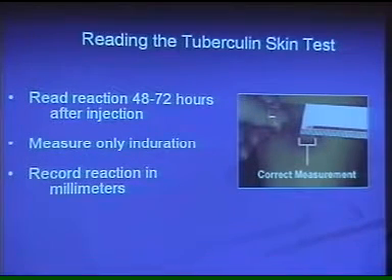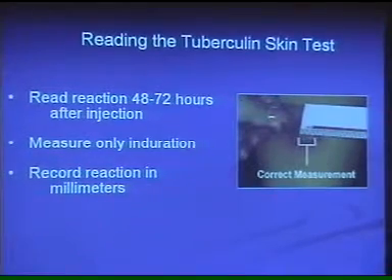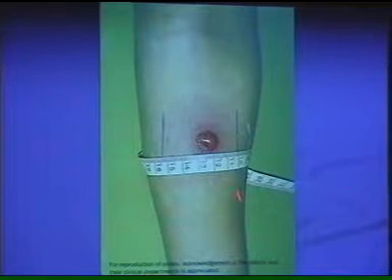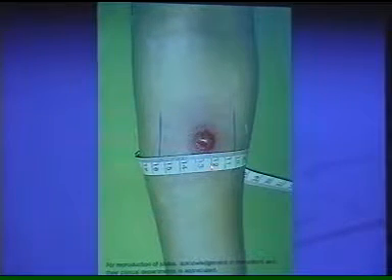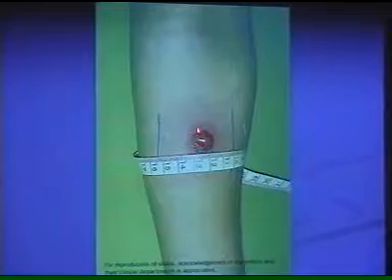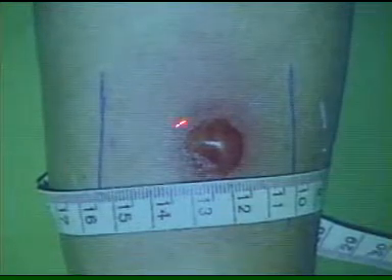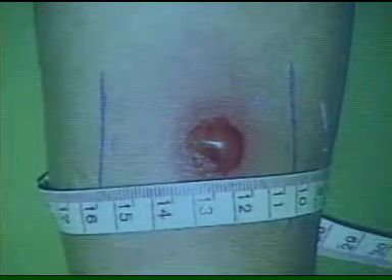And usually the PPD is measured as 5 mm or more, 10 mm or more, or 15 mm or more. This is a positive PPD test, and you can see that blister formation has occurred. But erythema and blister formation are not what we are measuring. We are measuring induration.